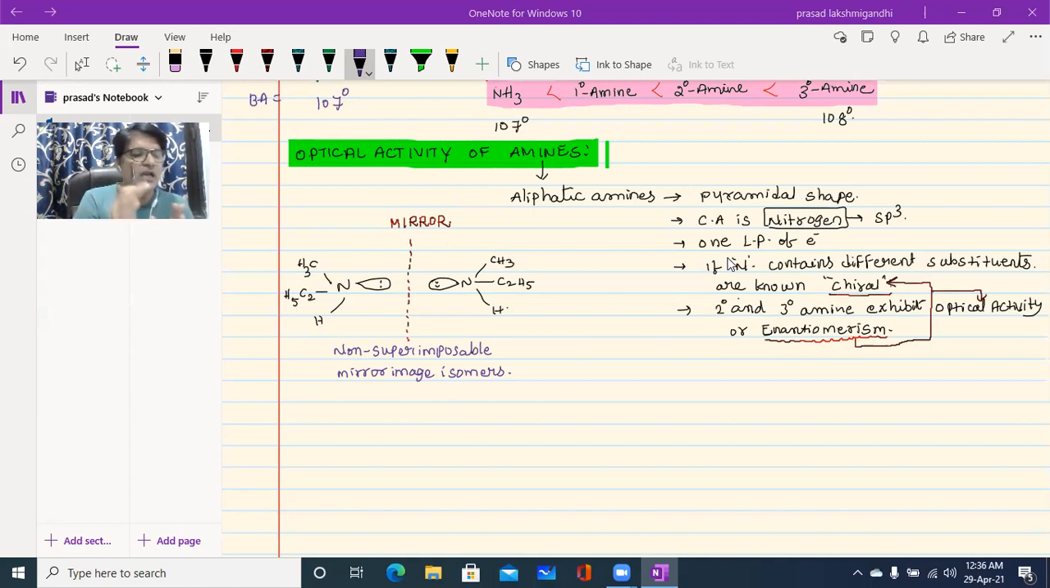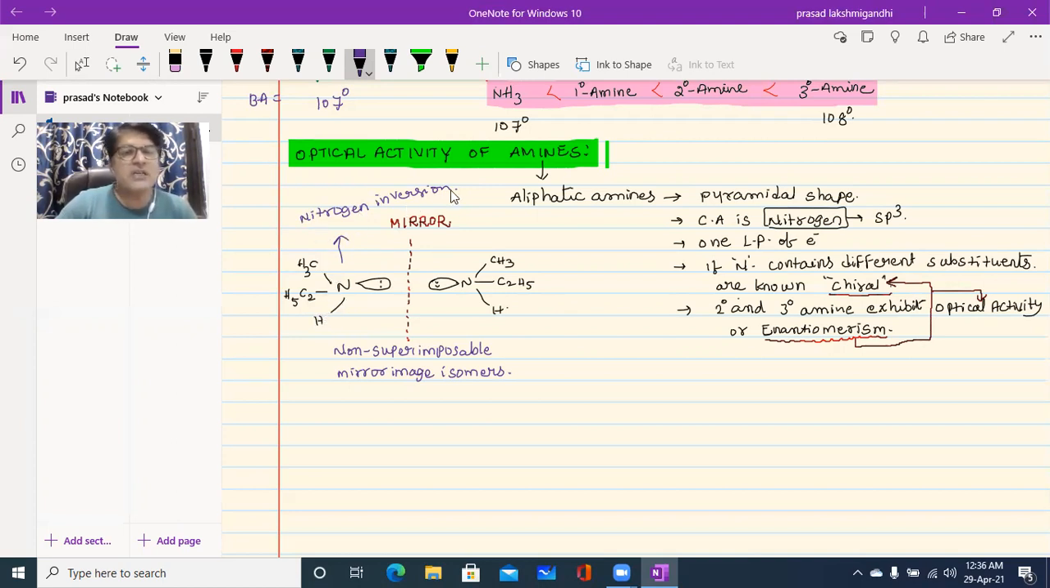The two enantiomeric forms rapidly interconvert to each other, one into another, from left to right and right to left. So that process is known as what? Inversion. What type of inversion? Nitrogen inversion, because here the central atom is nitrogen. Okay, clear? This is known as nitrogen inversion. Otherwise, simply we can say amine inversion also.